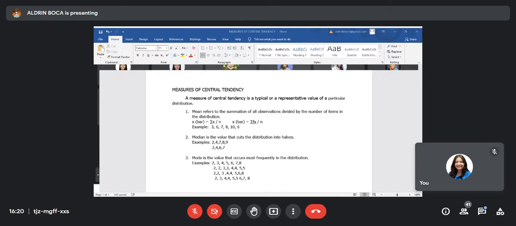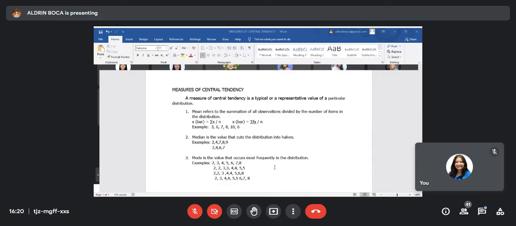Very good. Okay, so next, the last measure is the mode. Okay, mode is the value that occurs most frequently in the distribution. Okay, so meaning we are to look into the value in the distribution that appears most frequently. Okay? You understand? So whatever would be the value that appears most frequently in the distribution, that will be your mode.